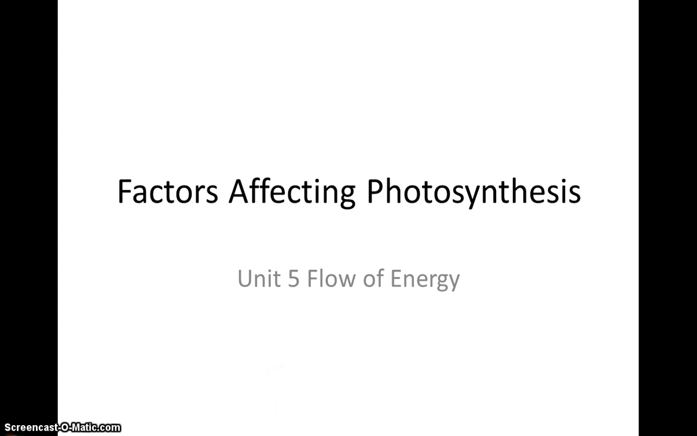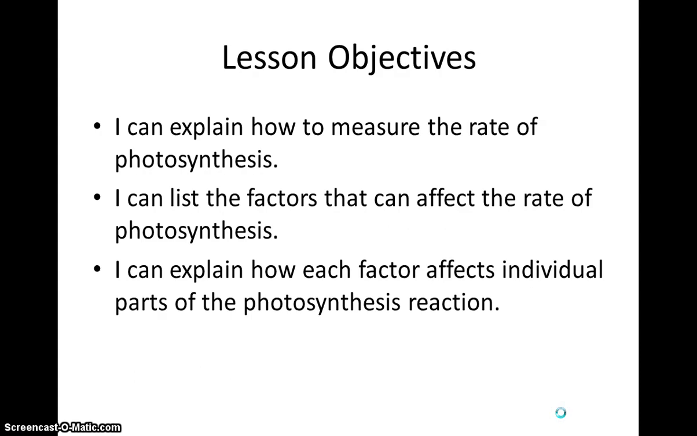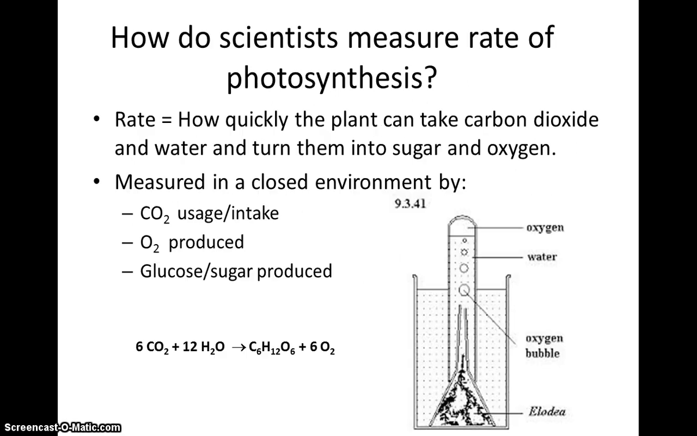There are three objectives for today's lesson. The first is to explain how to measure the rate of photosynthesis. So that's what we're going to talk about first. The second is to list all the factors that can affect the rate of photosynthesis, and finally to explain how each of those individually affects the parts of the photosynthesis reaction.